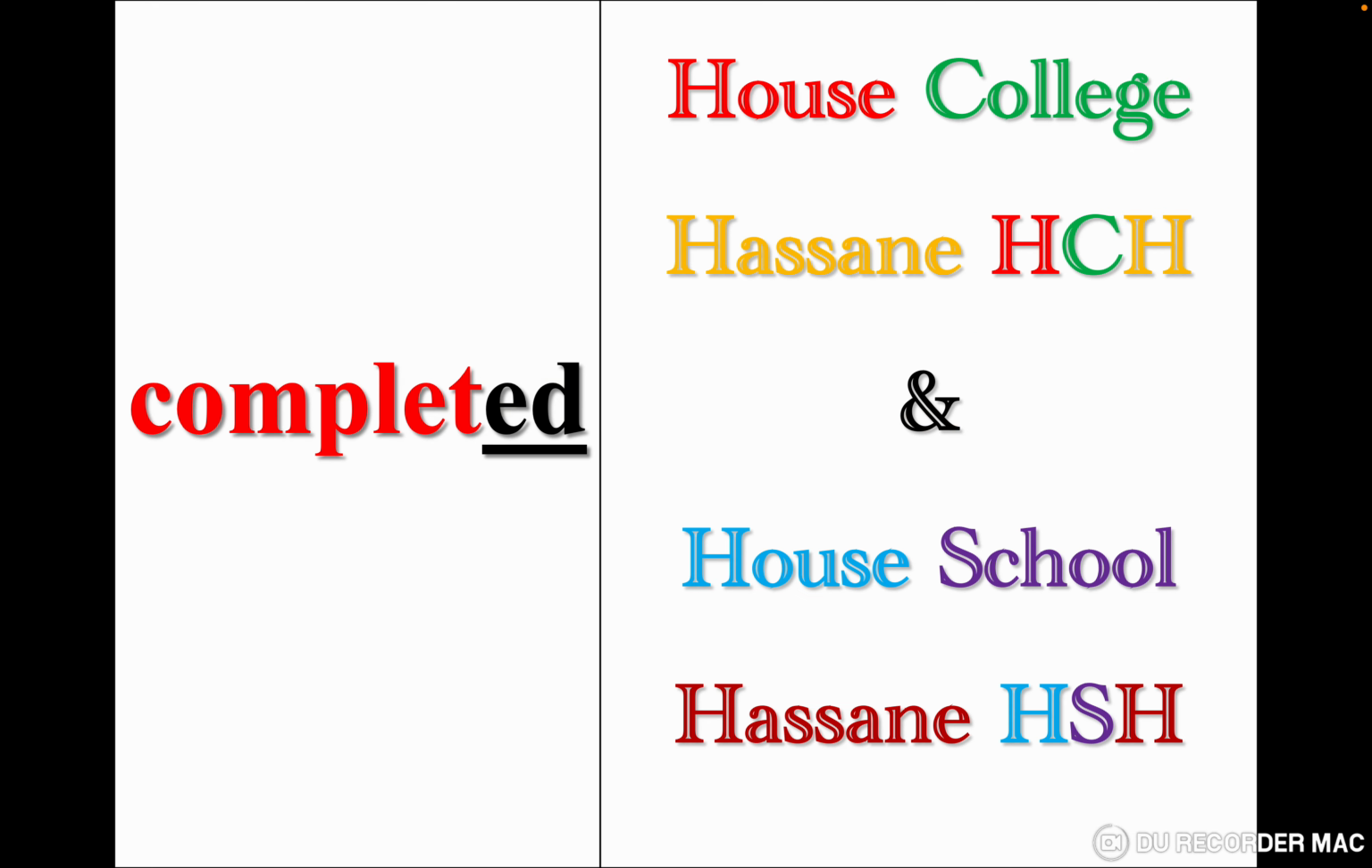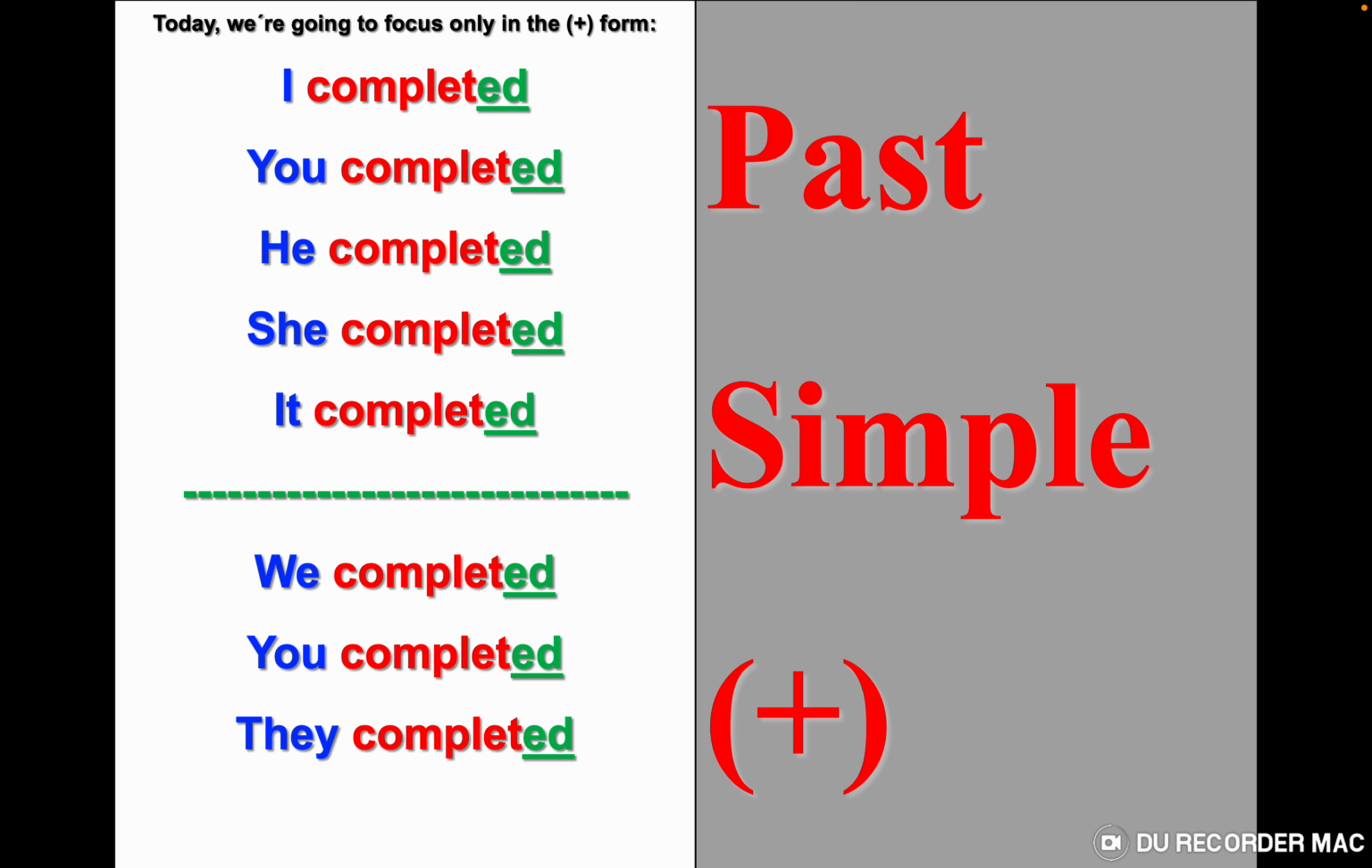We continue. Complete. In the past we are going to add D. Completed. I said when we have T-E-D, we pronounce it tid. I completed. You completed. He completed. She completed. It completed. We completed. You completed. They completed.